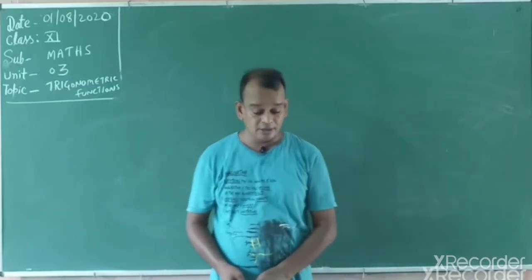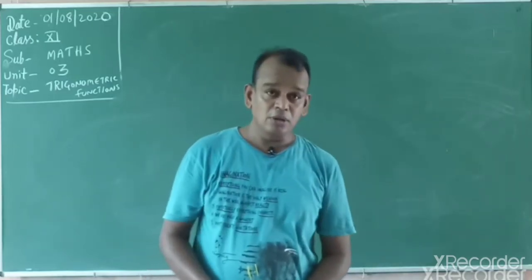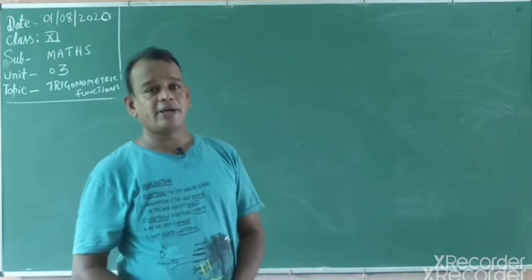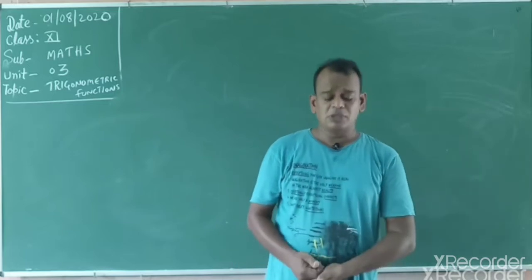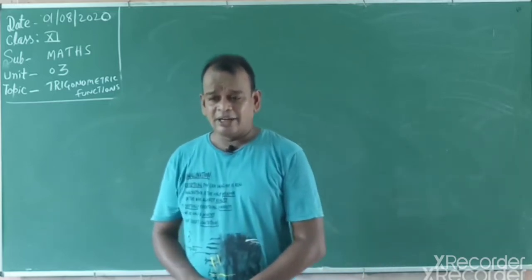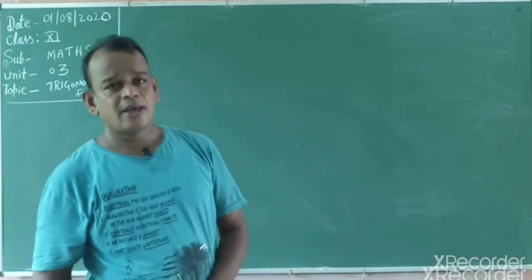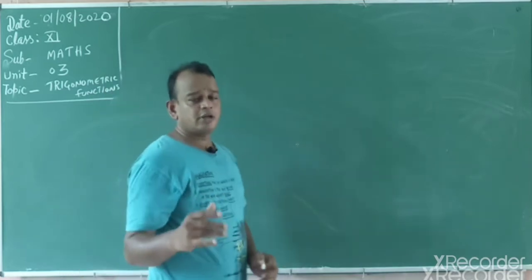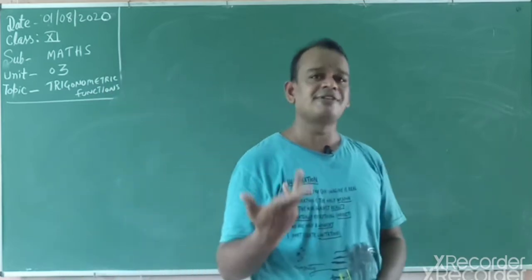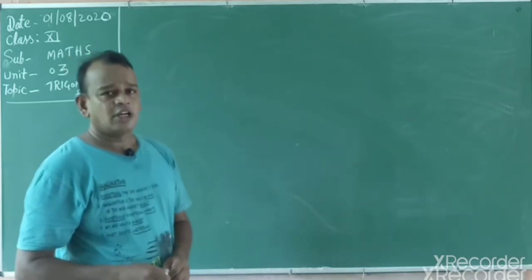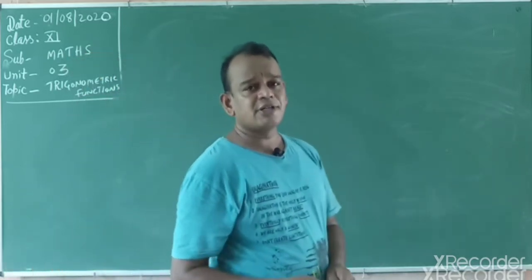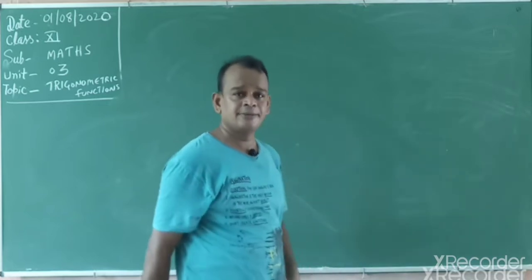Allied angles and some more problems on allied angles. Now today I have discussed trigonometric ratios. We will find the trigonometric ratios for the sum of two angles or the difference of two angles. That is called compound angles: the trigonometric functions of the sum and difference of two angles.